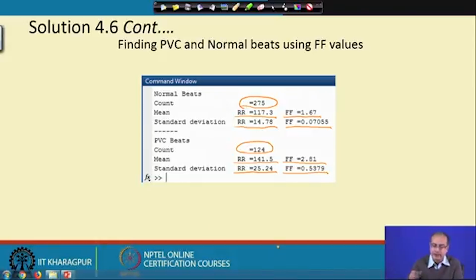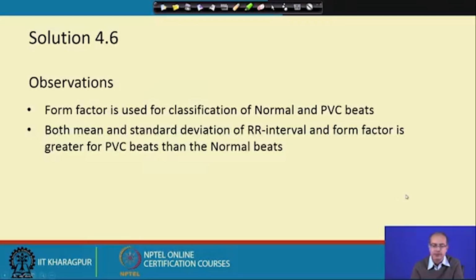So, that is the observation we make out of this experiment, and let us collate all the observations we have. In this case, the form factor is used successfully for the classification of the normal and the PVC beats, and both the mean and the standard deviation of the RR interval and form factor are greater for the PVC beats than the normal beats. These are the two observations we could make from that exercise. Thank you.